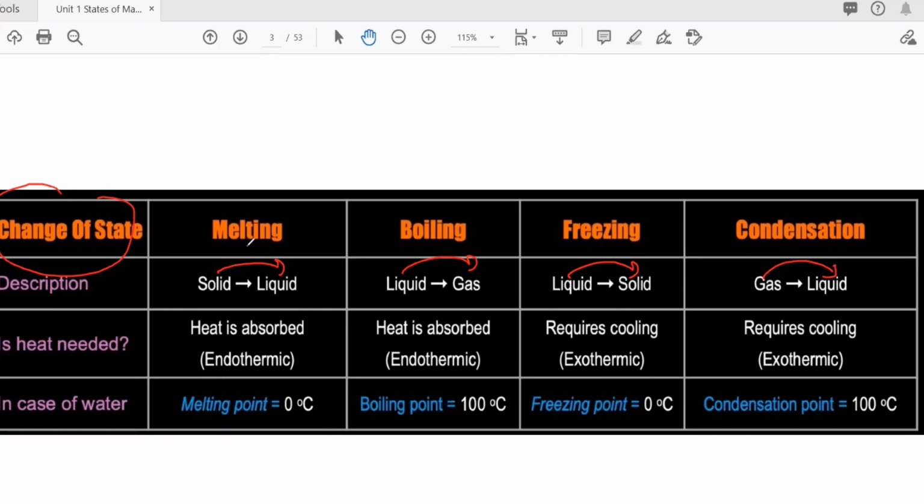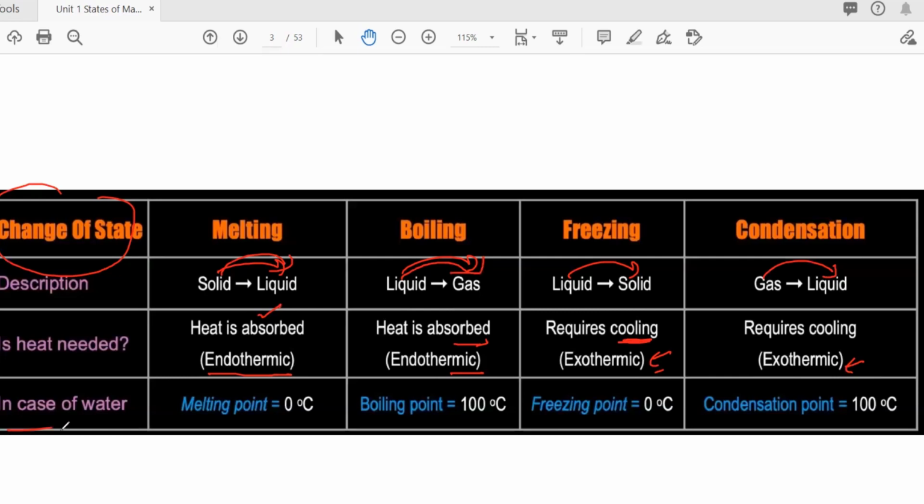Now, if you want to convert solid into liquid, you have to give heat. The reaction is endothermic. If you want to convert liquid into gas, heat is also absorbed by the substance, endothermic. Freezing means you're cooling down. It needs cooling. It means the reaction is exothermic. Heat is going out. And here also heat is going out.